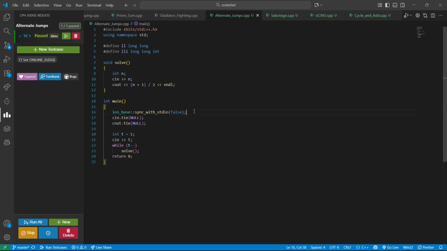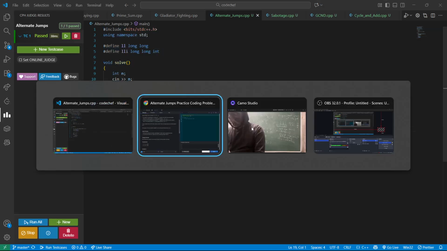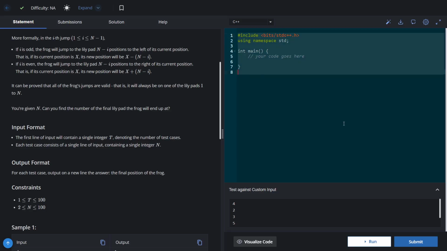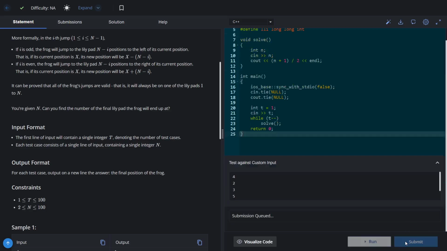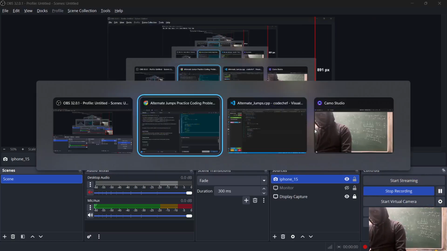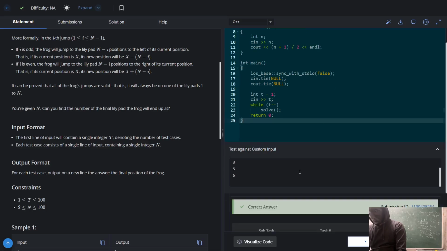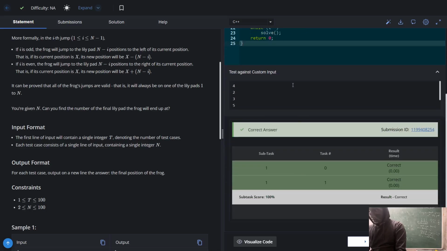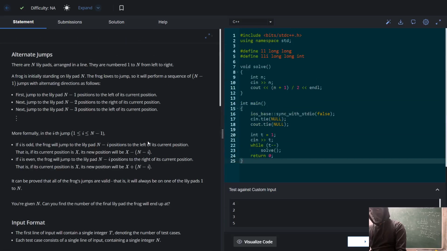Yeah, it passed. Let's try to submit the code in the online editor. So yeah, it got accepted. So in this way you got to easily solve the problem.